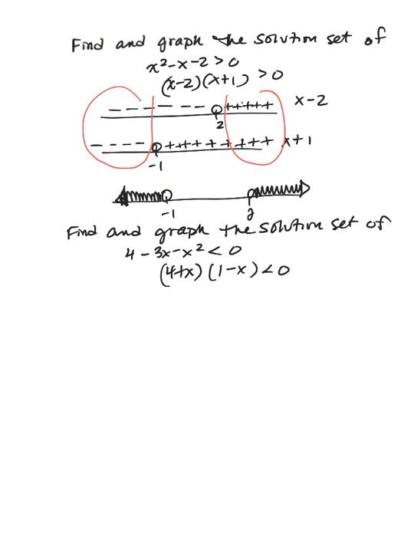So if I do the line method that I did above here on this page, what I would do is I would make a chart for 4 plus x. I would make a chart for 1 minus x. Okay, so if I go to negative 4 here, open circle. If I go to the left of negative 4, a number smaller, I would have negatives.